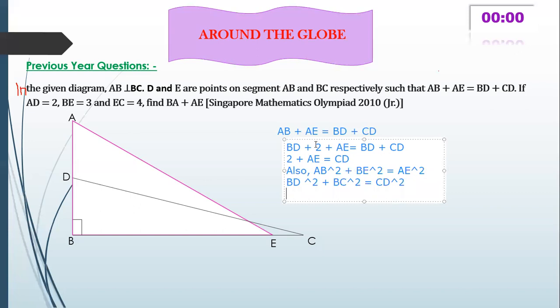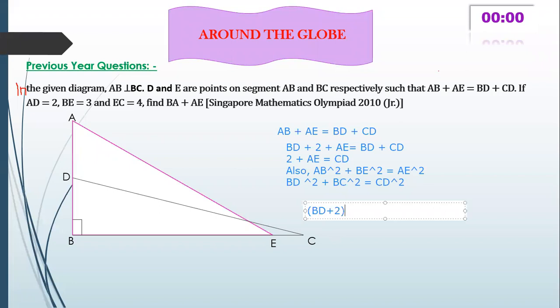Now AB square, can anyone tell me what we can substitute in place of AB? Write in the chat what we can substitute in place of AB. I have already told. Right, BD plus 2. We will substitute BD plus 2 because we have already substituted that. So in equation number 1 of Pythagorean equation, you can write BD plus 2 whole squared.